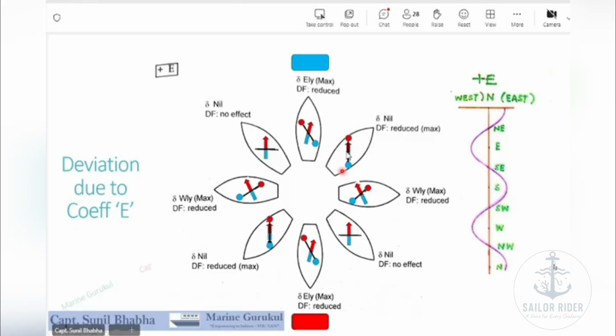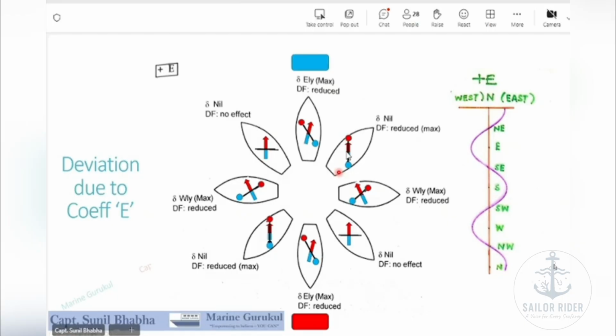For generating any deviation, the poles generated should be at some angle to the north-south line, or at some angle to the magnetic field of the earth or to the magnetic needle. And in this case, this angle being 0, no deviation is generated.